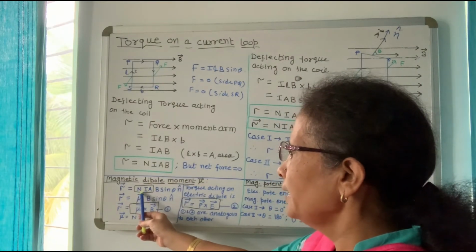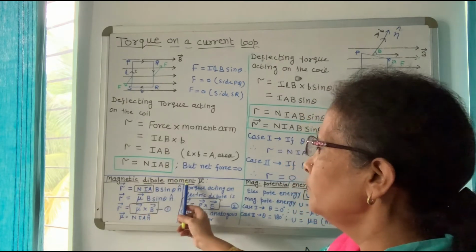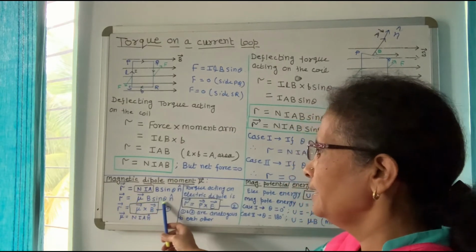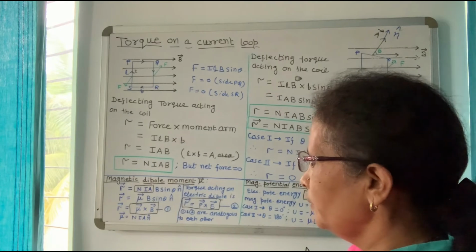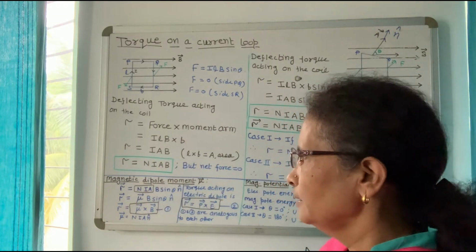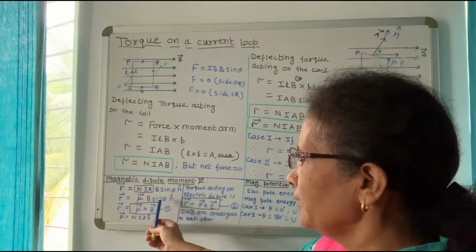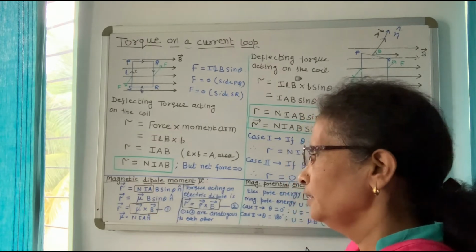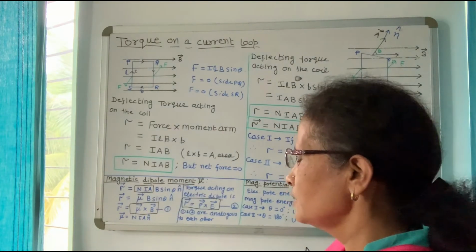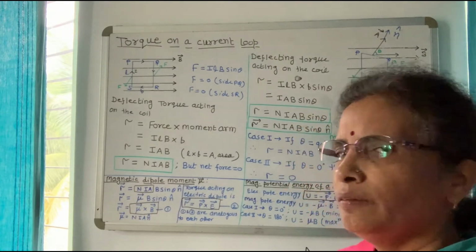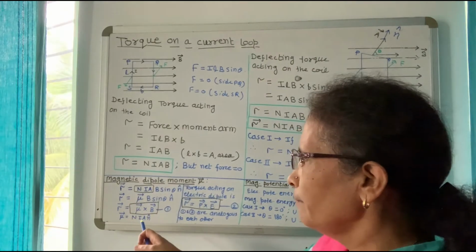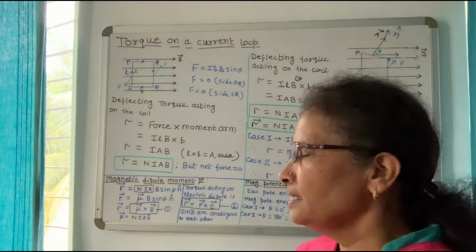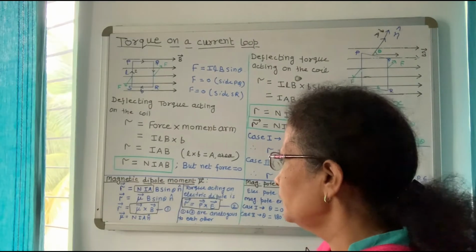So we can replace NIA by the magnetic dipole moment mu bar. We write torque is equal to mu bar B sin theta n cap. What is mu bar? The magnetic dipole moment, which is equal to NIA. The sin theta product is the cross product, so torque is equal to mu bar cross B bar. Many times the problem asks to find the magnetic dipole moment. The formula for the magnetic dipole moment of N turns is NIA, where I is the current, A is the area of the coil, and N is the number of turns.